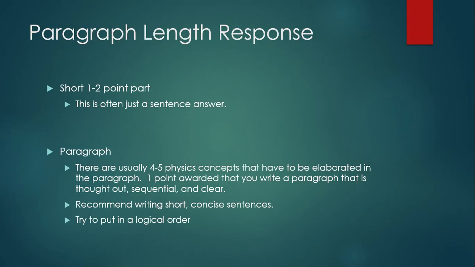So as we've said, the short 1 or 2 point part is often just a sentence. For the paragraph, you're usually looking for 4 to 5 sentences where you're slowly revealing the answer with some physics concepts. Now, I'm not saying there's 4 to 5 different physics concepts. I'm saying, based on this physics concept, if I do this, this happens, this is held constant, et cetera, et cetera. And again, I'm going to run through a quick example, one that we've done a bunch of times before.